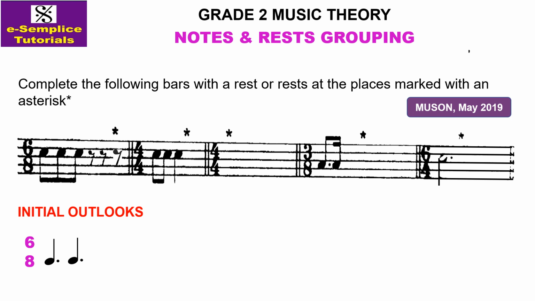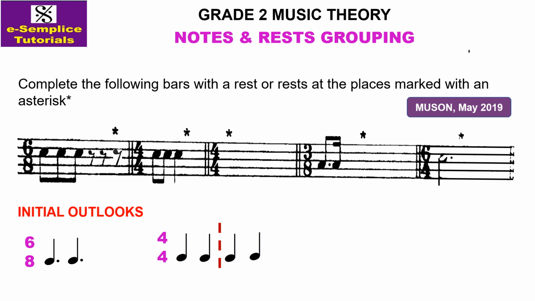Let's move to 4/4 time. 4/4 time, this is the initial outlook, 4 crochet beats in a bar. Now the first beat is there, represented by the 2 quavers. The second beat is there as a crochet, and 4/4 has half of the bar. And remember that half of the bar can be put together.